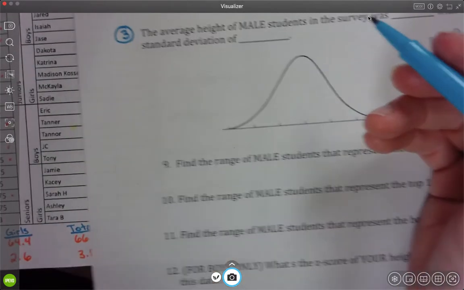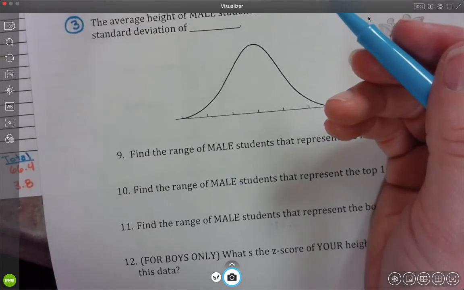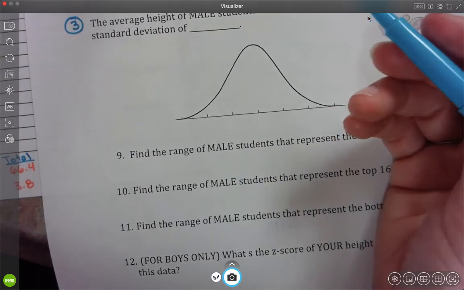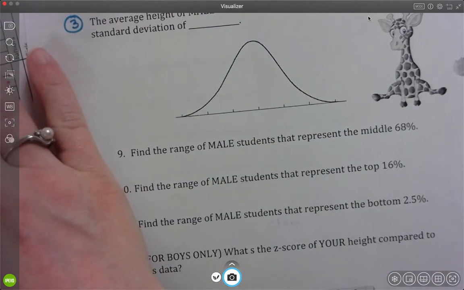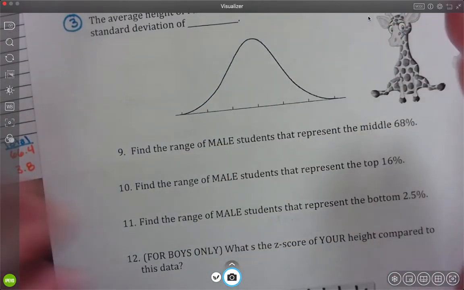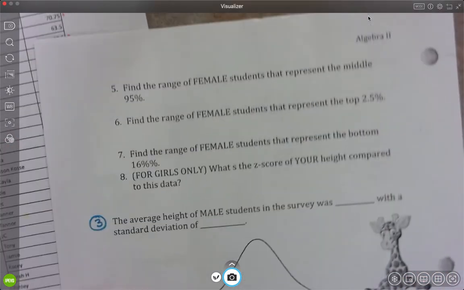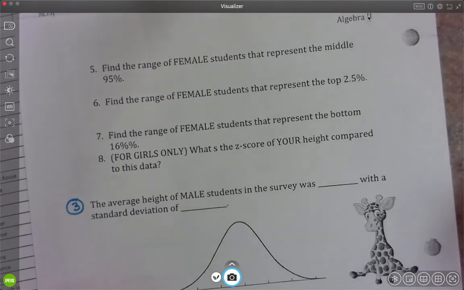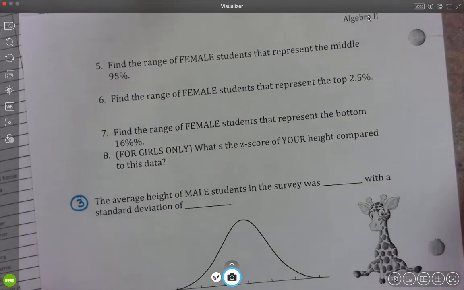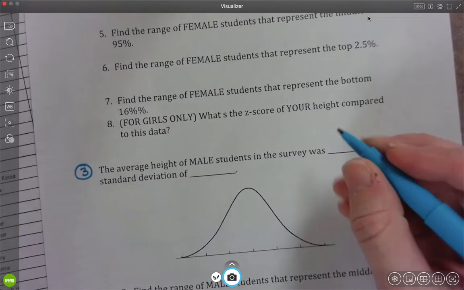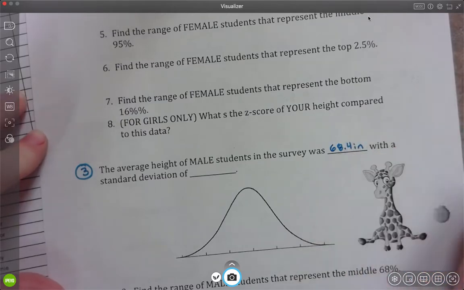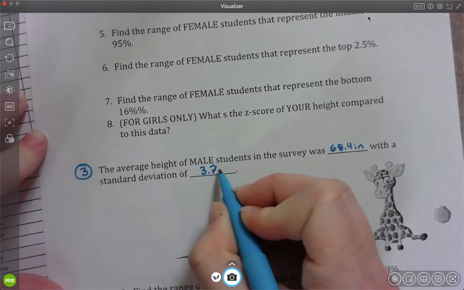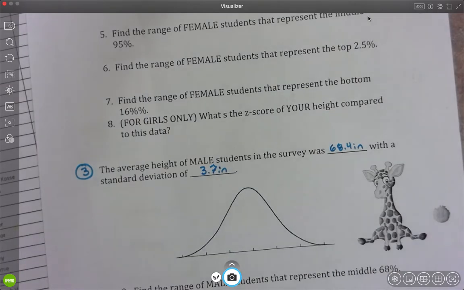There's a lot bigger range of heights for boys. Some boys are really short, which would mostly be the 7th graders. I think we had some 7th graders that were really tiny in there. And then we had some seniors that were like 6'2". So a lot wider range for the boys. 68.4 was their average, and 3.7 was their standard deviation. Again, a higher standard deviation because it's a wider range of heights for the boys.